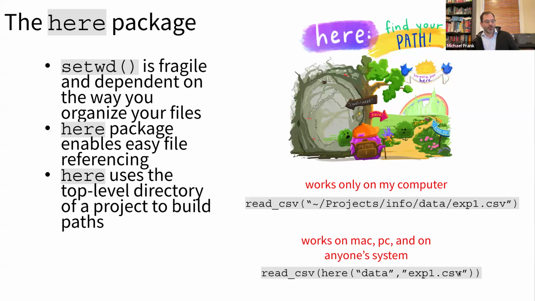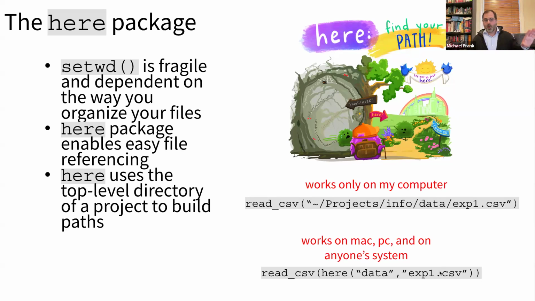So here is going to build the path to this experiment1.csv based on where the project is and whether I want slashes or backslashes, whether I'm on a PC or a Mac or a Linux box, it doesn't matter. Here is going to build the correct path starting from the project root with this subfolder and then this file name. And so that means when I transfer it to your PC, it's still going to work. You're still going to be able to read this file in. And that's a really very powerful thing for portability. So I really try to use the here package essentially everywhere.